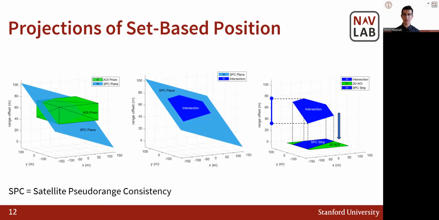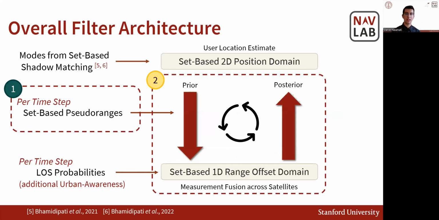So onto the position dimension, this projects as a SPEC strip on the ground. And we can also project it onto the range offset dimension to produce an interval. So importantly, this intersection is a set that allows us to go between the position domain and the range offset domain and vice versa. So now we're going to make use of that in the filter. So now we're going to transition to the filter and how it works.